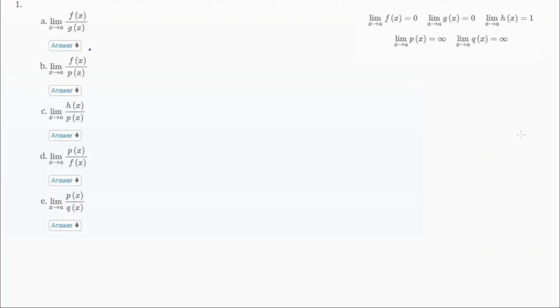All right, so let's start off with some simple exercises just to get the mind going about L'Hôpital's rule. So we're going to figure out a through e based on the given values: f(x) is 0, g(x) is 0, h(x) is 1, p(x) and q(x) are infinity, and all of them are as the limit as x goes to a. So first one is the limit as x goes to a of f(x) over g(x). So f(x) is 0, g(x) is 0. So as we talked about, 0 over 0 is an indefinite form, so our answer would be indefinite.